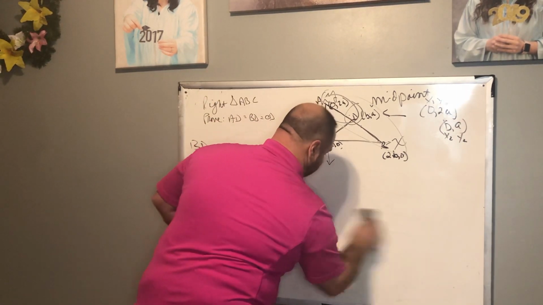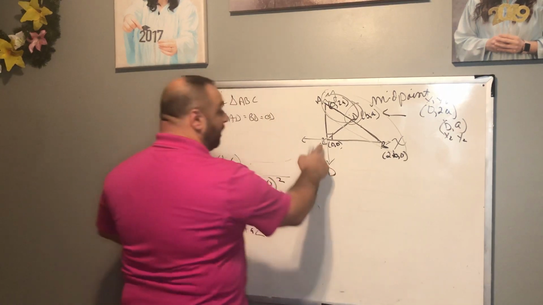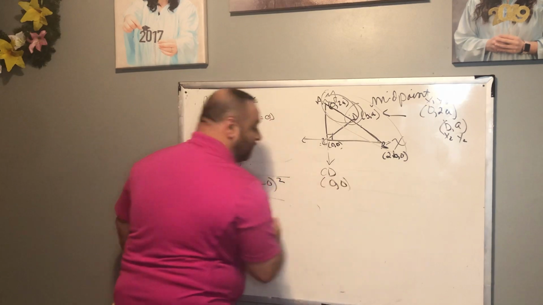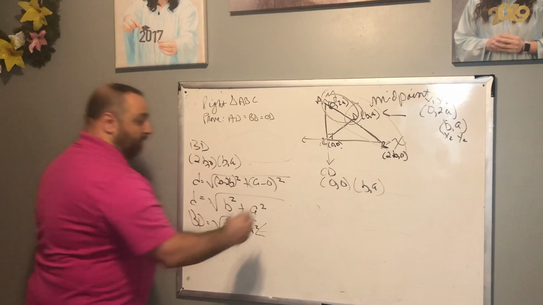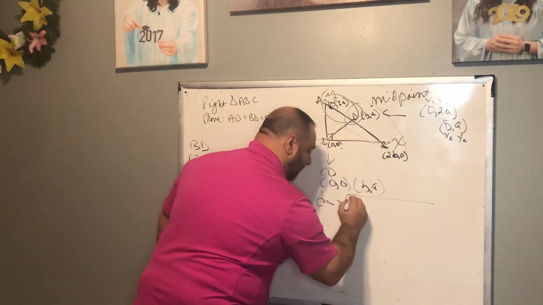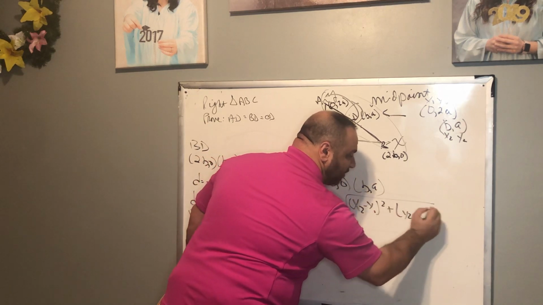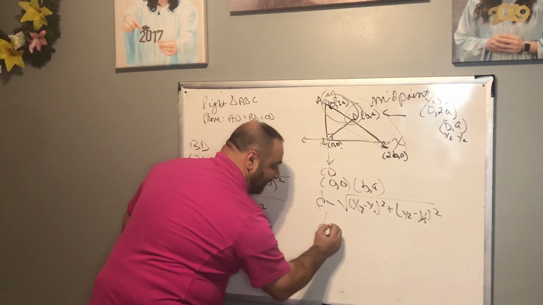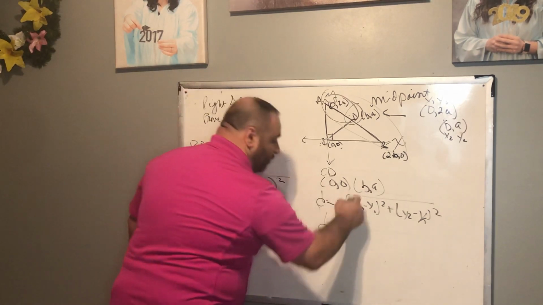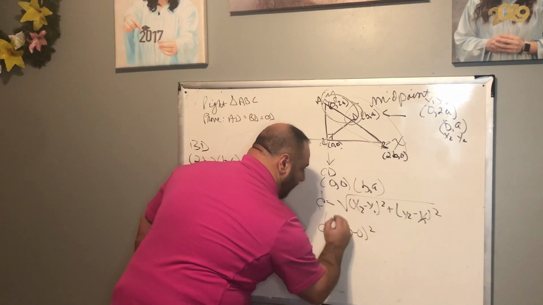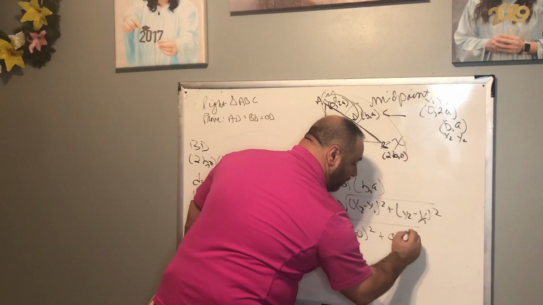All right, let's quickly find CD. I'm going to erase this here because I don't have room. So let's do this last one. How do we find CD? C is 0, 0. D is b, a. All right, distance formula: x2 minus x1 squared plus y2 minus y1 squared. Let's figure this out. D equals x2 minus x1, so x2 is b minus 0 squared, plus y2 minus y1 is a minus 0 squared.